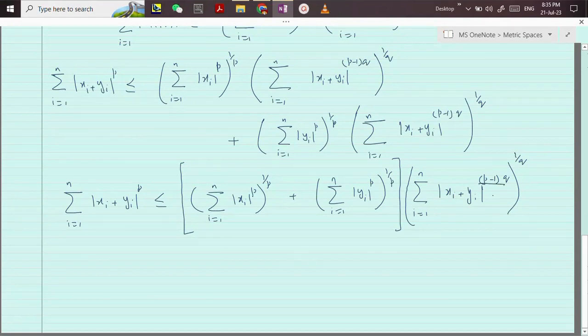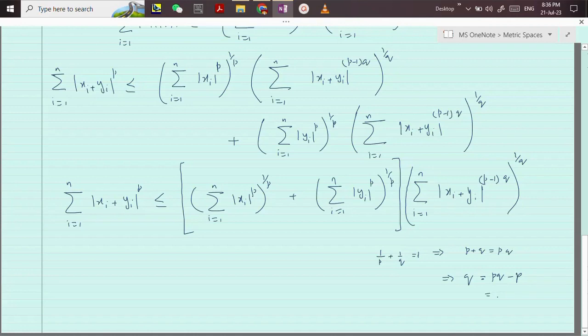What is this p minus 1 into q? Actually, since we know that 1 by p plus 1 by q equals 1, this implies that p plus q equals pq. Take the LCM, then shift pq on the right hand side, then we get q equals pq minus p.